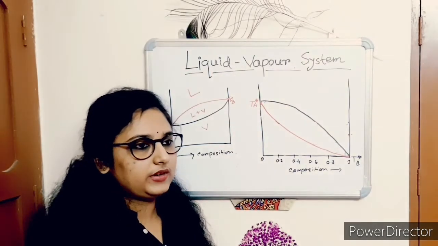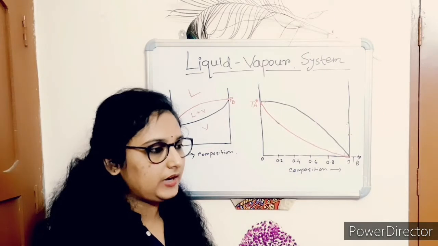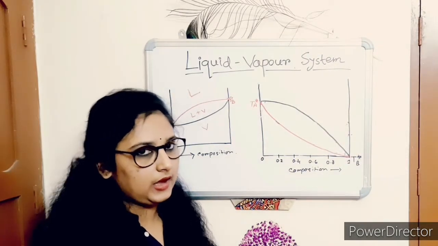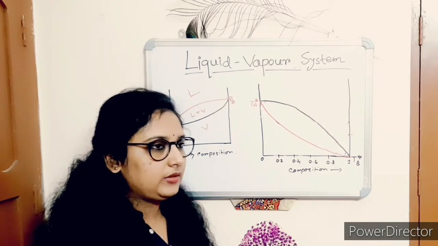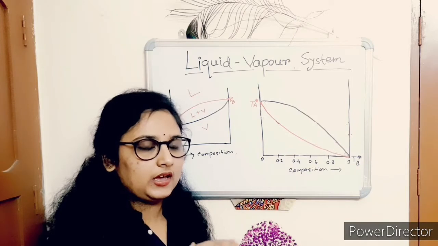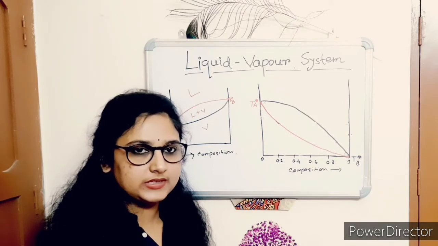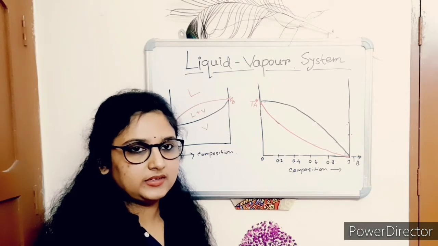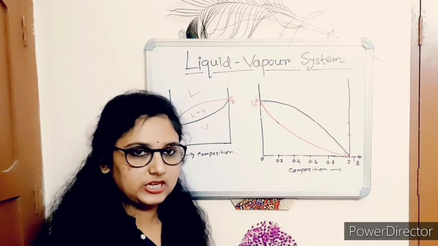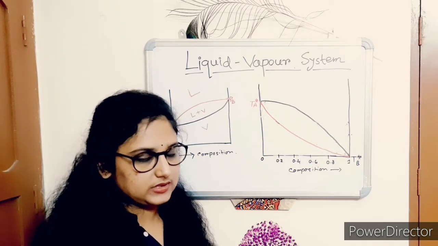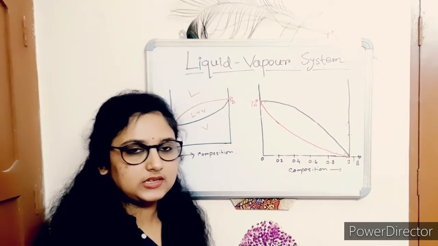When the two liquids are volatile in nature, they form a liquid phase and a vapor phase. Now you have to separate these two liquids from the mixed state. By which process can you separate these two liquids from a homogeneous solution? This process is known as the distillation process. The simple process is known as the distillation process.